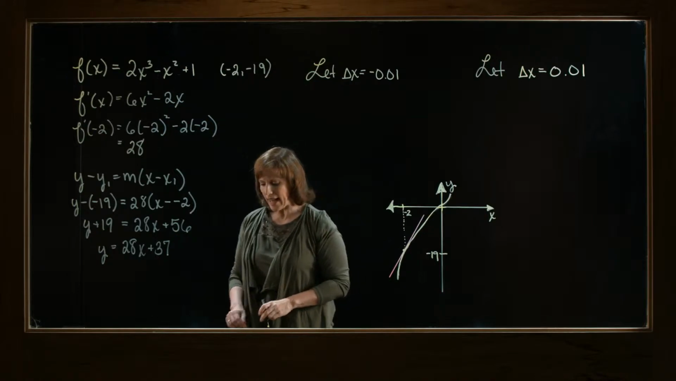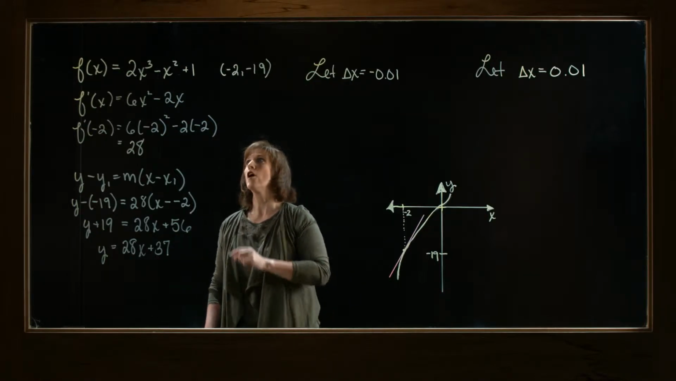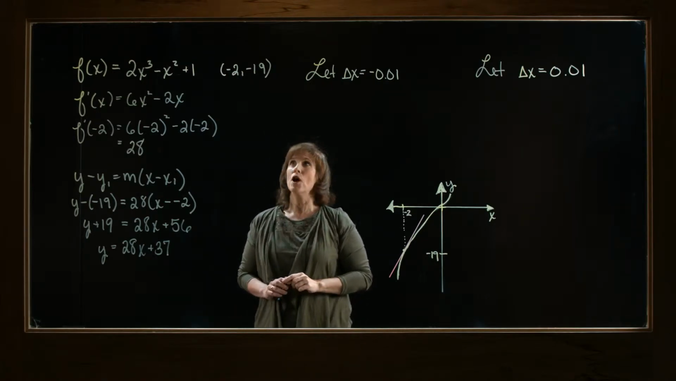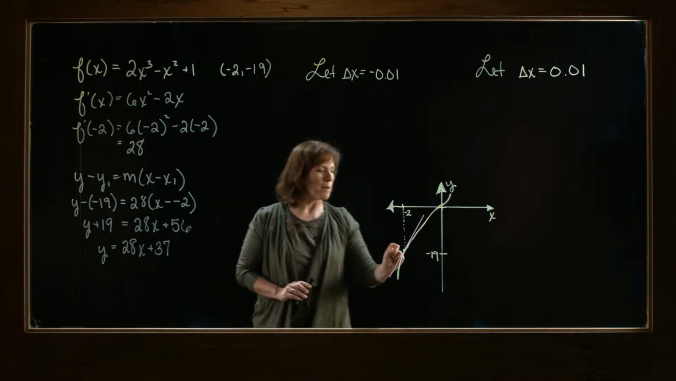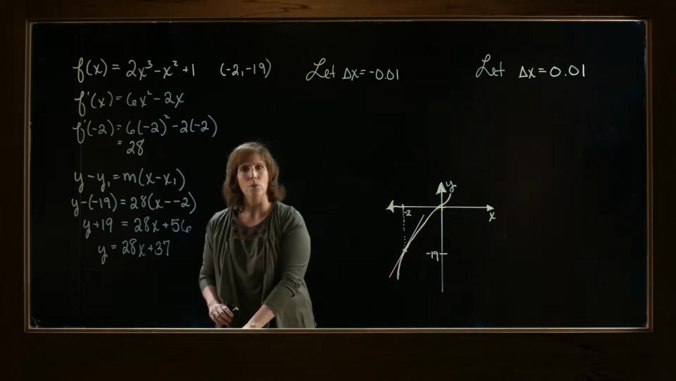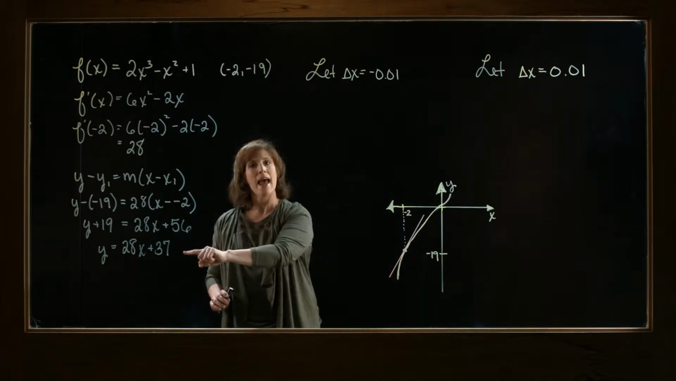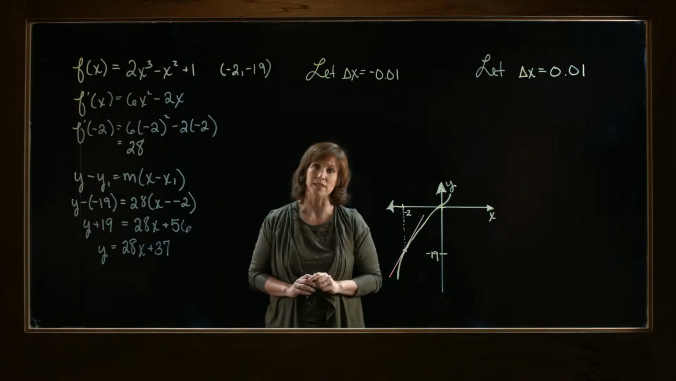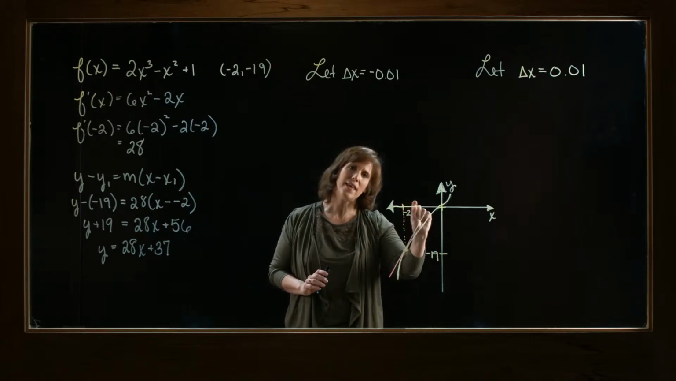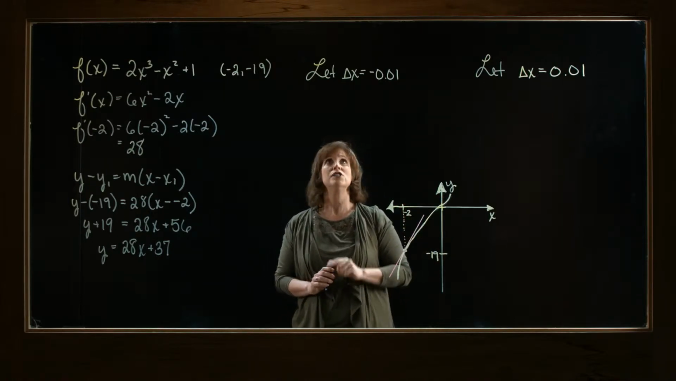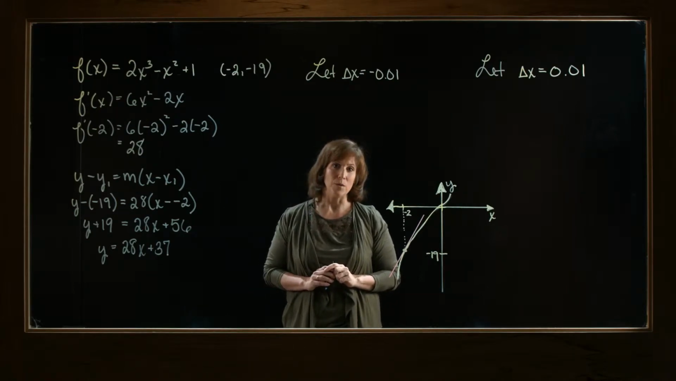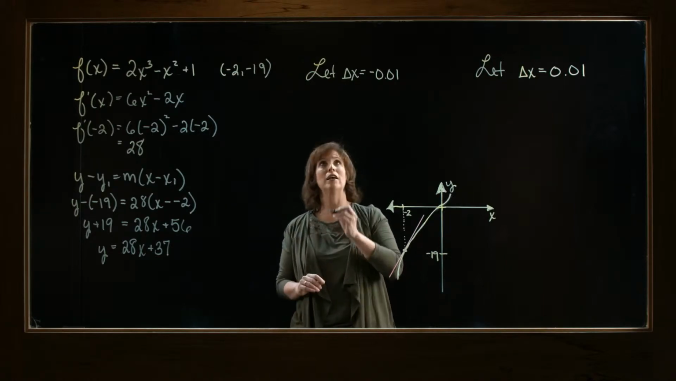All right, now I said I'd like to evaluate what the output values are for both the original function and my tangent line. Notice the point (-2, -19), in my picture, that's located right here. And that particular point is on both the function and my line because it's at the point of tangency. But I want to see what happens a little bit to the left of -2 and then again a little to the right of -2. So I'm going to let my delta x, or my change in x, be -0.01.